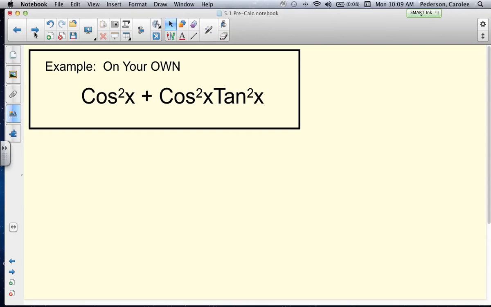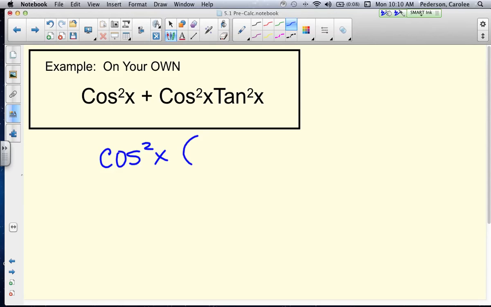All right, tell me what you did. Where'd you start? What did you do? Okay, you factored out a cosine squared of x. You took out the GCF, cosine squared of x. So what are you left with? Good, 1 plus tangent squared of x.